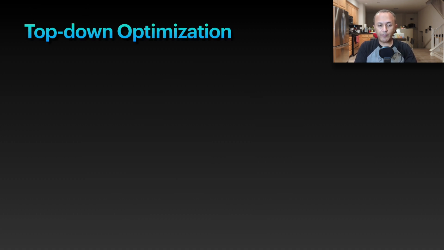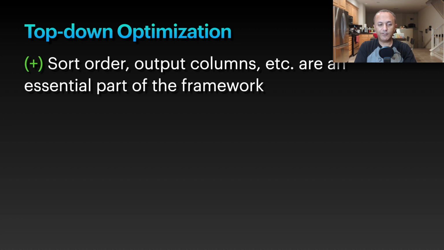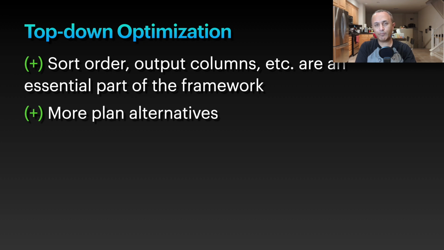All right, so in top-down optimization, as we have seen, sort order, output columns, etc., are an essential part of the algorithm. If you want a sort order, you add a sort operation, and you can take that into account while you're generating different plans. Same thing, if there's a projection, you will take that into account as you're generating the alternative plans. Any other constraints are also an essential part of the algorithm. This will give us more plan alternatives than we have in the bottom-up approach, because we have these transformation rules that just generate more and more options, so we have more plans.